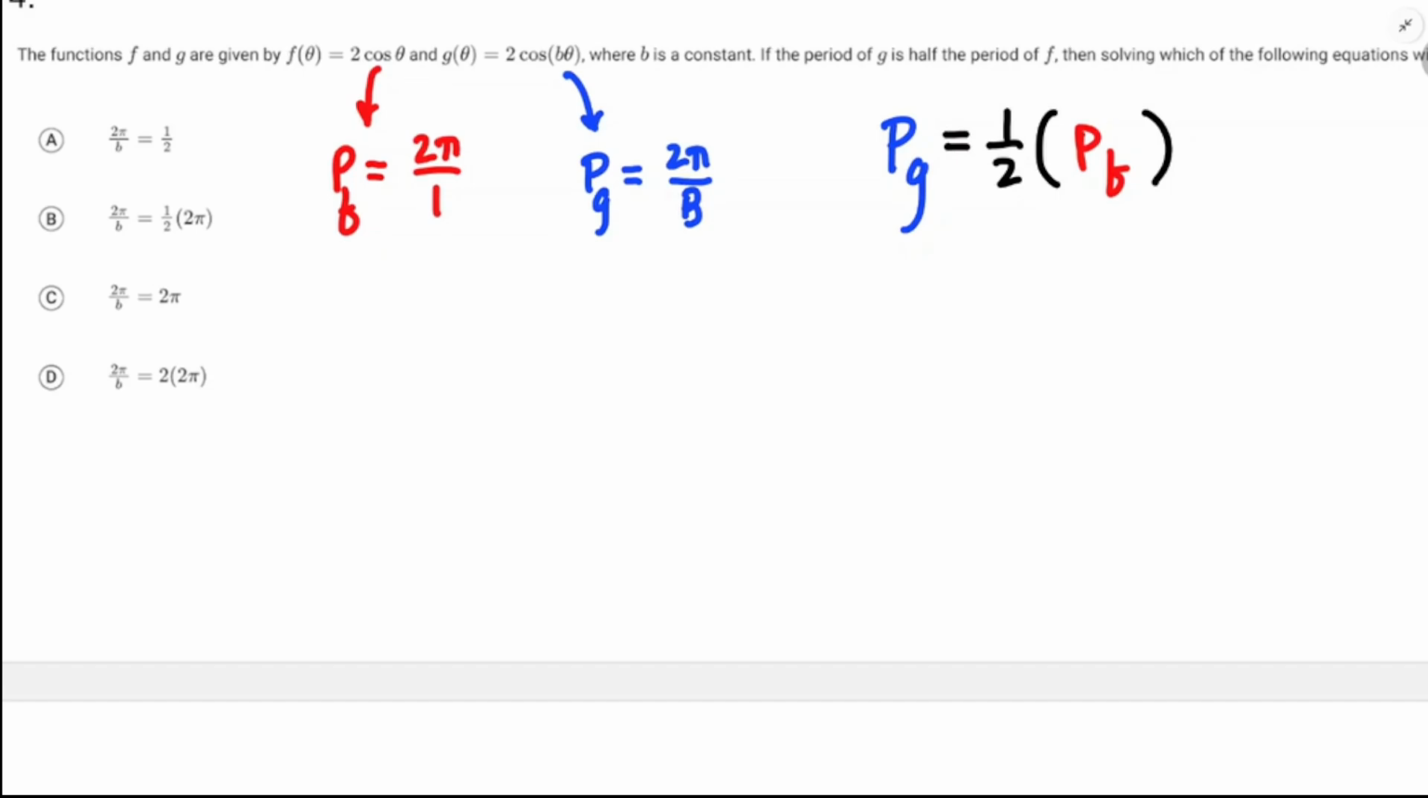Okay, so I'm just going to plug in on that. Period of g is 2 pi over b. That's going to equal half of 2 pi over 1. Okay, so 2 pi over b equals 1/2 of 2 pi. That's exactly what I've got there. That's answer choice B. That was a good question.